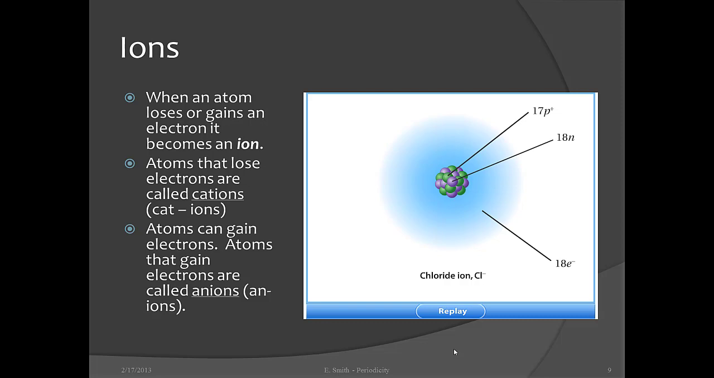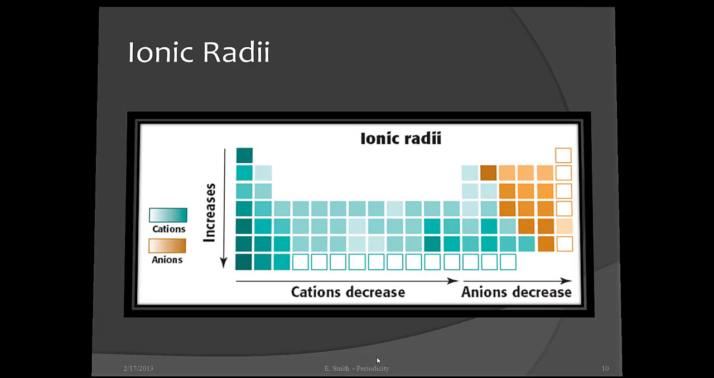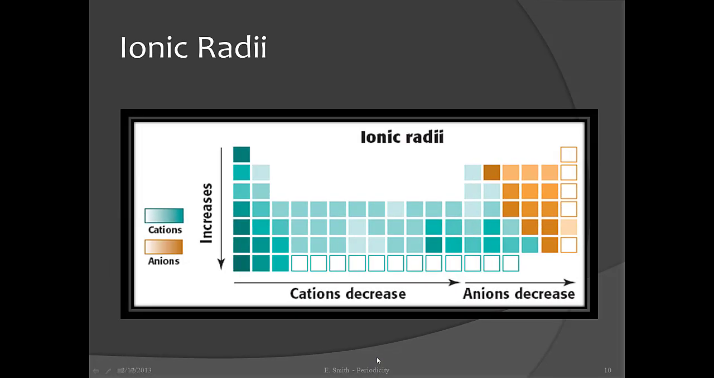Okay, so we can see the difference between them. Now the trend for ionic radius is exactly the same as that of atomic radius. As we go down a group, the ionic radius is increasing, and as we go from left to right across the period, the ionic radius is decreasing, both for cations and anions.